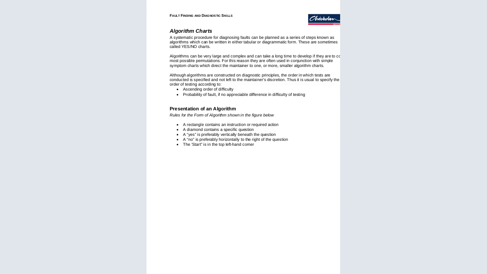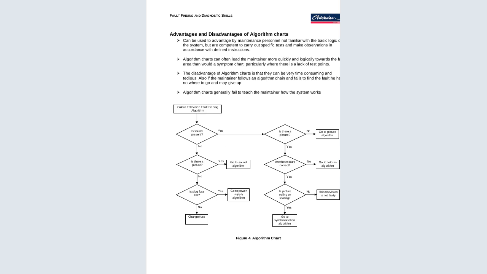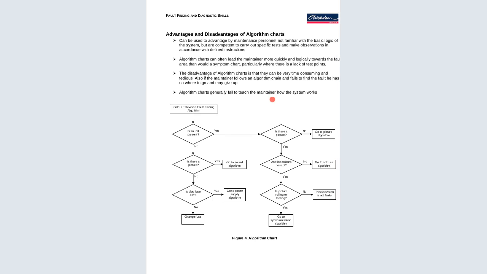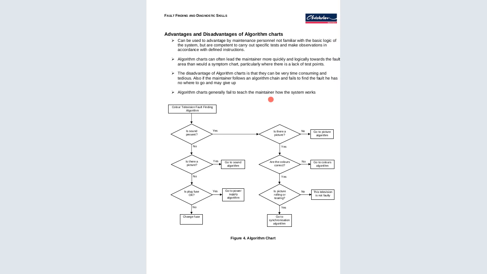Algorithm charts are the ones that say yes or no, like the ones that we had with a flow chart. You can see it now. That is when you get this: if it is yes, then you proceed and do this; if it is no, you do this. So these are the advantages and disadvantages of algorithm charts. They can be used to advantage by maintenance personnel.